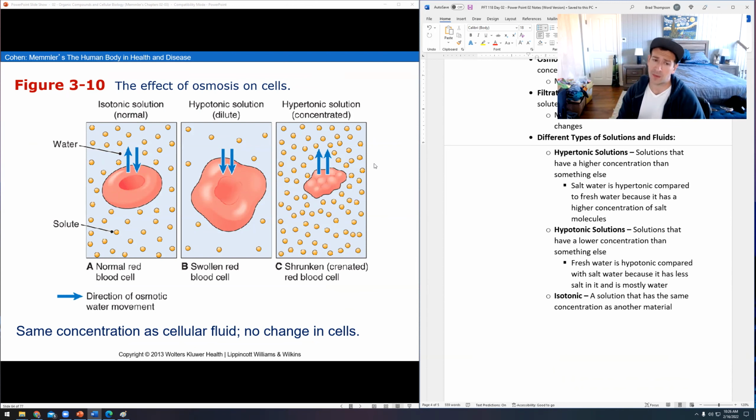Your red blood cells have stuff inside of them, right? Electrolytes and other things. So if you were to drop a red blood cell in pure water, like fresh water, then fresh water would actually have a lower concentration. It would be hypotonic. So then all the water would rush into the cell and actually cause the cell to probably explode. Whereas isotonic is neutral. Okay, isotonic is the exact same amount.